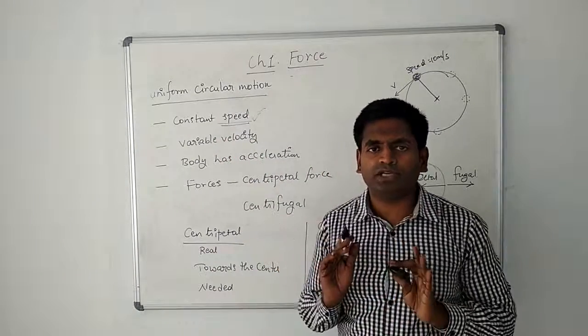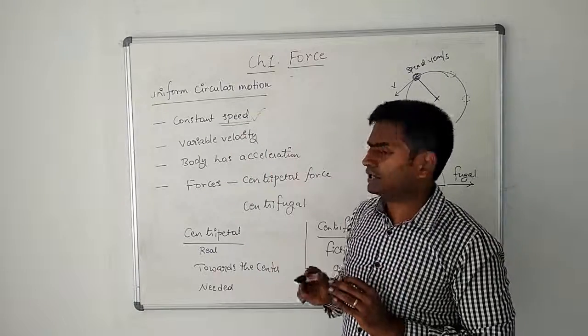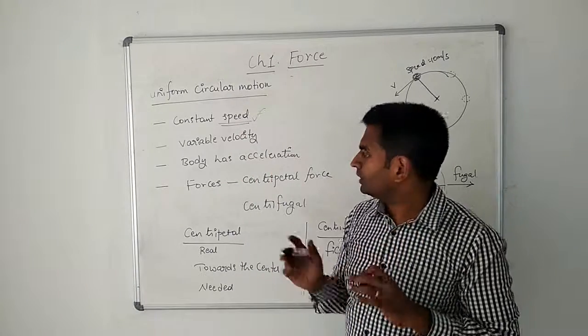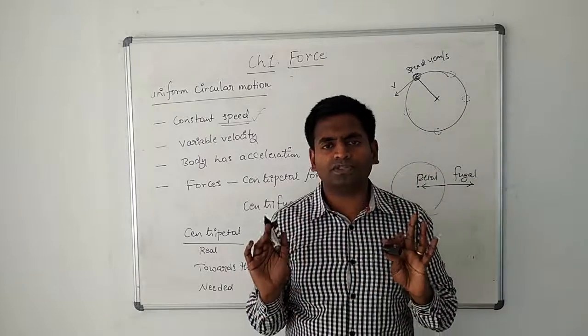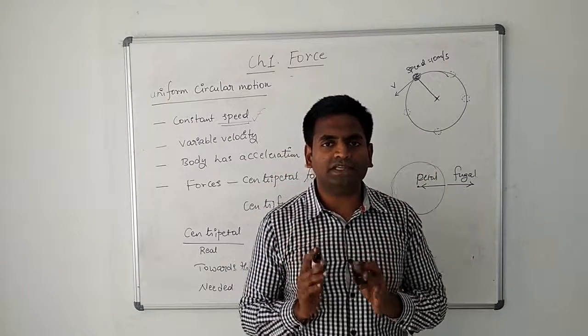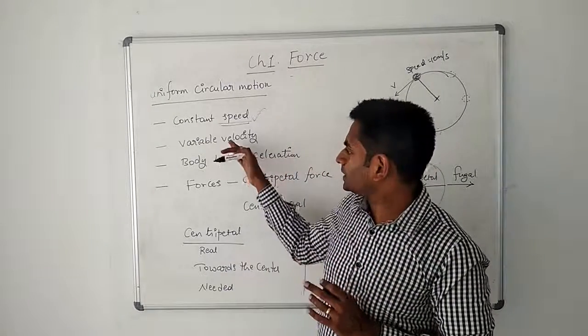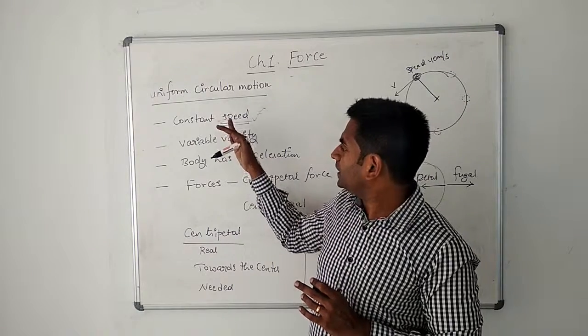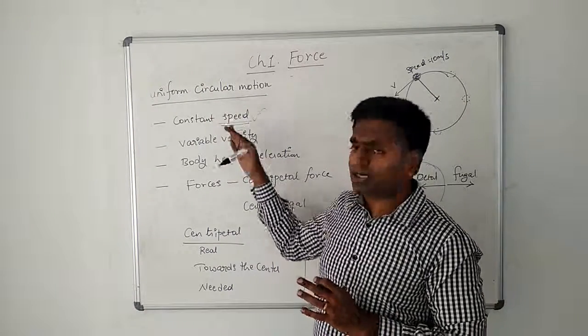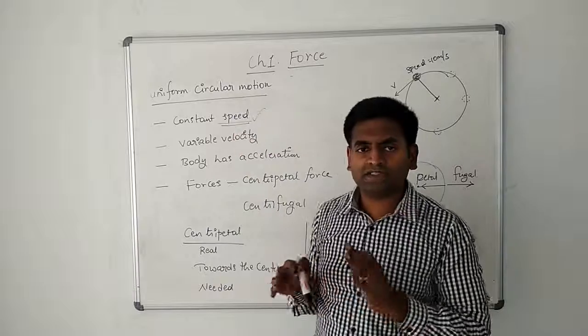Every point is important here. Speed is constant, but it is important that the velocity is not constant. Speed and velocity, the difference is one is a scalar, another is a vector. Speed is a scalar, velocity is a vector. So speed does not have direction, but velocity has a direction.